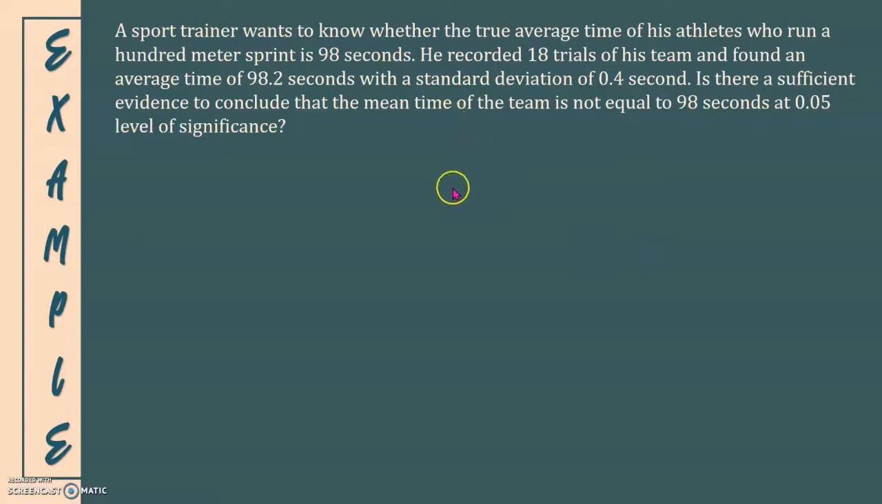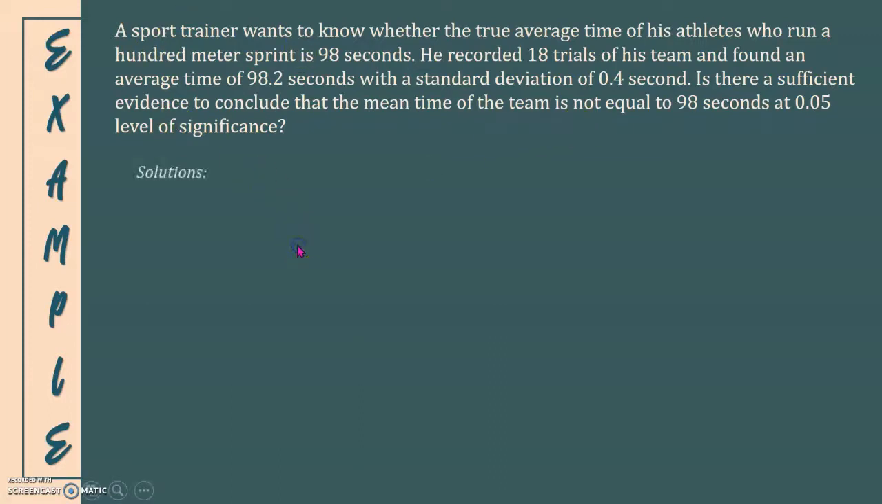Next example. A sport trainer wants to know whether the true average time of his athletes who run a 100-meter sprint is 98 seconds. He recorded 18 trials of his team and found an average time of 98.2 seconds with a standard deviation of 0.4 second. Is there sufficient evidence to conclude that the mean time of the team is not equal to 98 seconds at 0.05 level of significance?